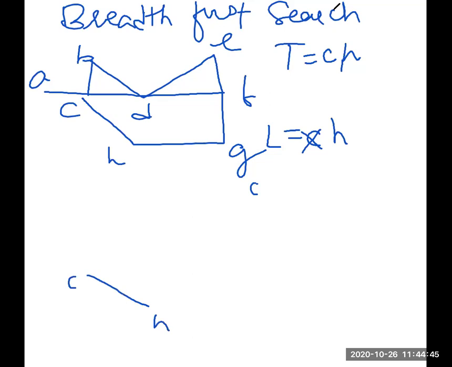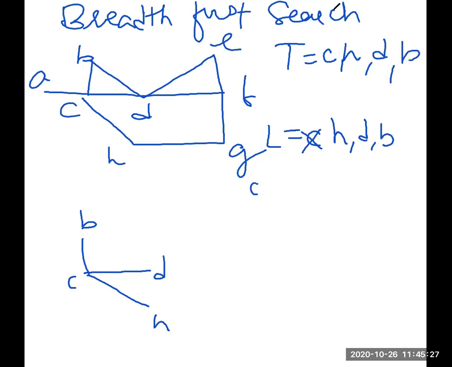Repeat this for each vertex. So you get H. You also get now, let us say, D. Check whether D is not in L and not in T. So D is not in L, not in T. You checked it. Add D to L and T, and you add the edge C to D. Now go to the next adjacent vertex of C. Let's say it's B. Check whether B is in L and in T. No. So add B to L and T, and add the edge C to B.